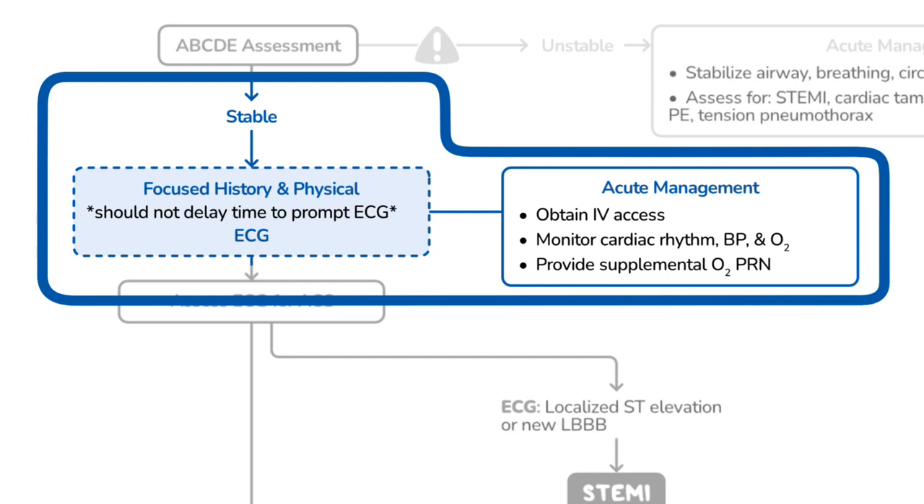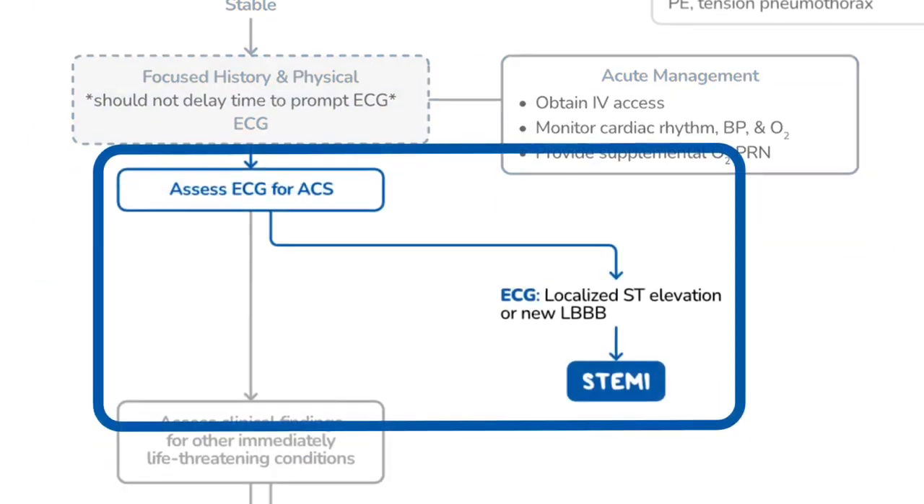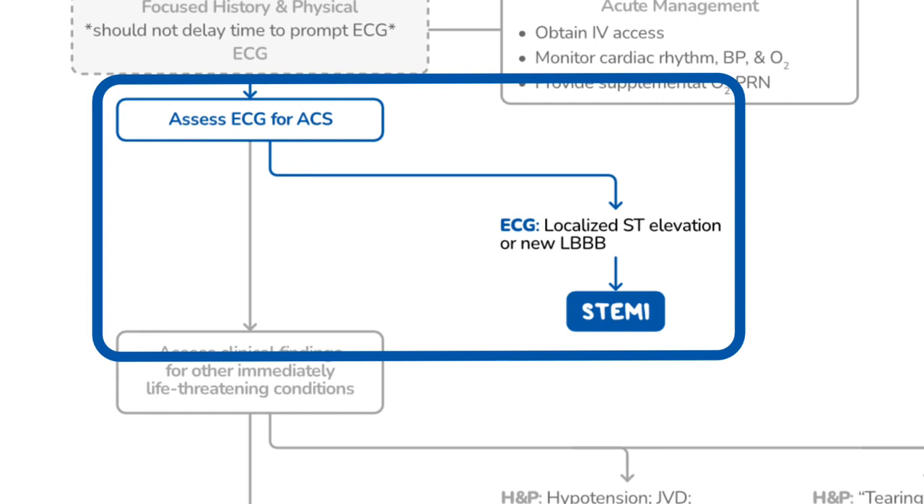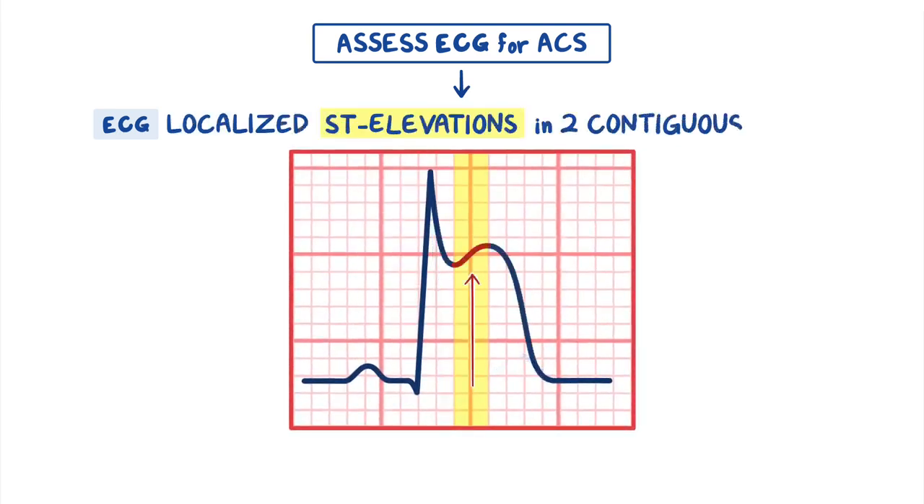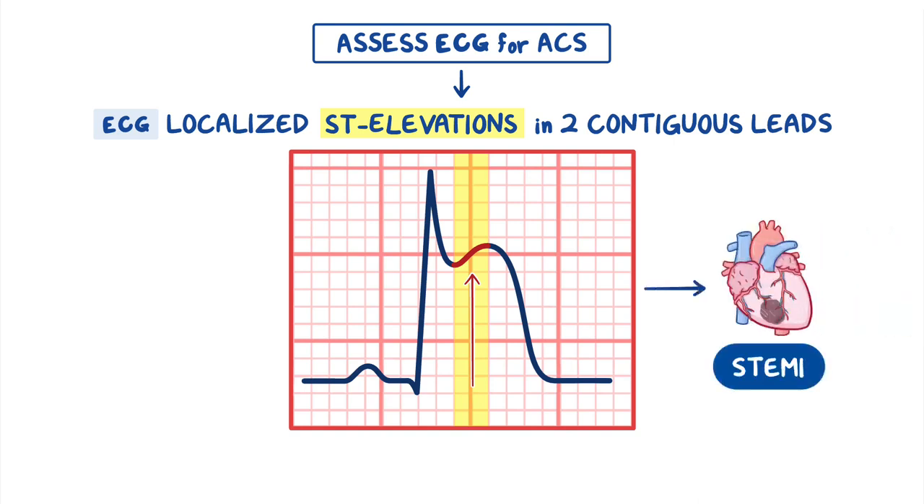Okay, now that you've done the history and physical, the ECG, and acute management, it's time to check for the acute coronary syndrome, or ACS. The first condition to look for is an ST elevation myocardial infarction, or STEMI. In an ECG, look for localized ST elevations in two contiguous leads. If present, that's diagnostic for a STEMI.